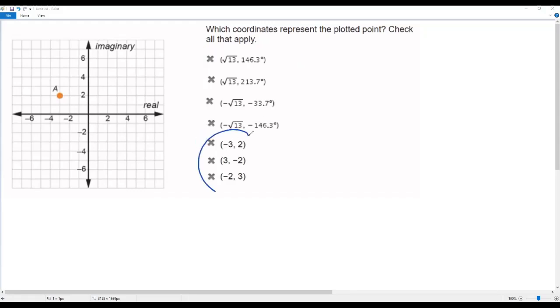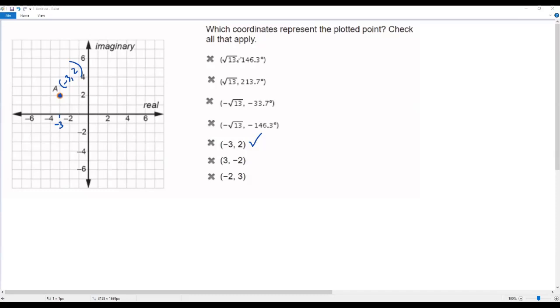Among the points given in rectangular form, we can easily find the one which represents the plotted point. When I look at the plotted point, the x coordinate is -3 and the y coordinate is 2. So it's going to be -3 comma 2. Among the points given in rectangular form, this point represents the plotted point. So this one is correct, -3 comma 2.